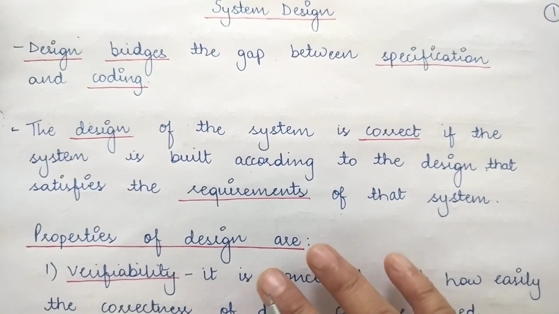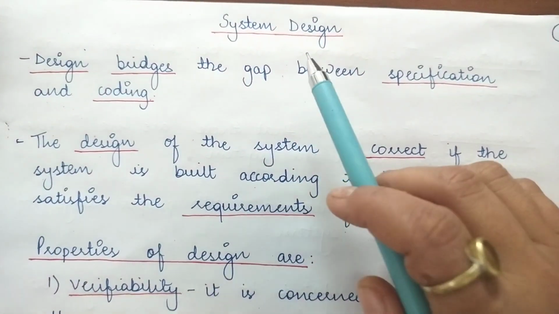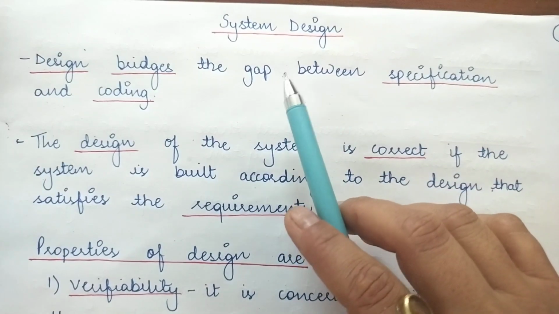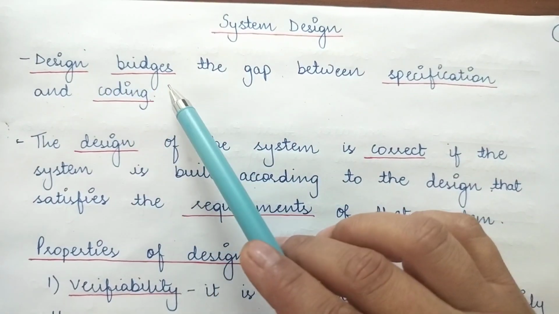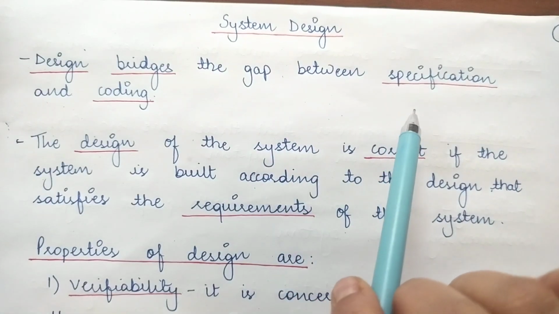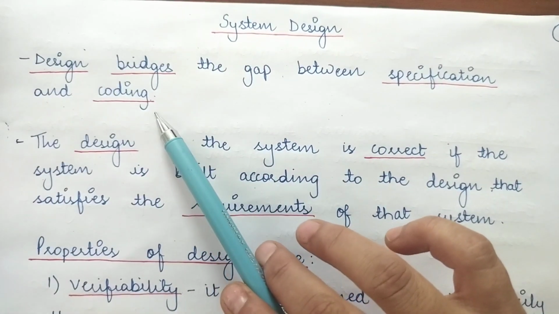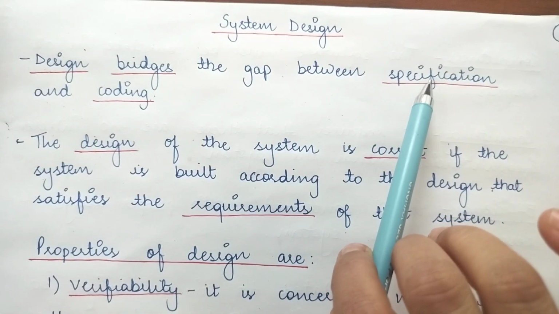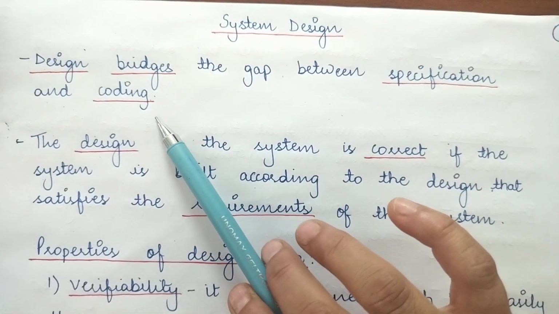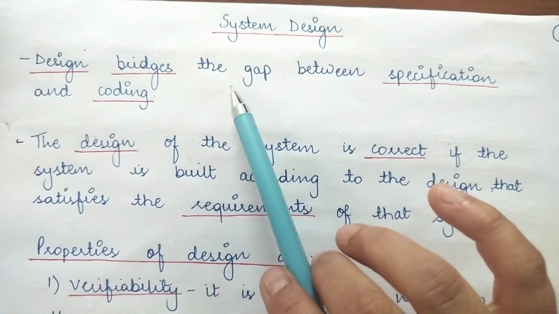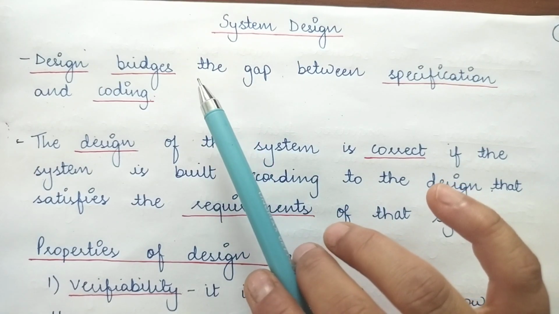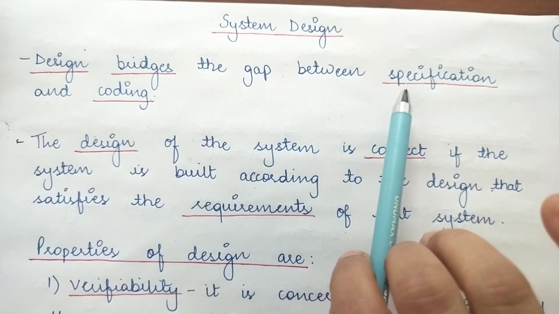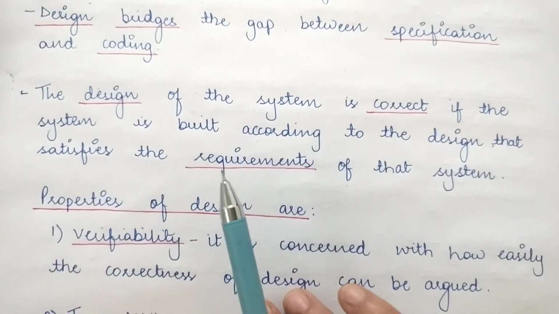Hi everyone. Today we are going to study system design in system analysis and design. So what is system design? Basically, design bridges the gap between specification and coding. Whatever is specified verbally and then written in words, and before it is coded, it is communicated through the design. So for that reason we say that a design bridges the gap between specification and coding.